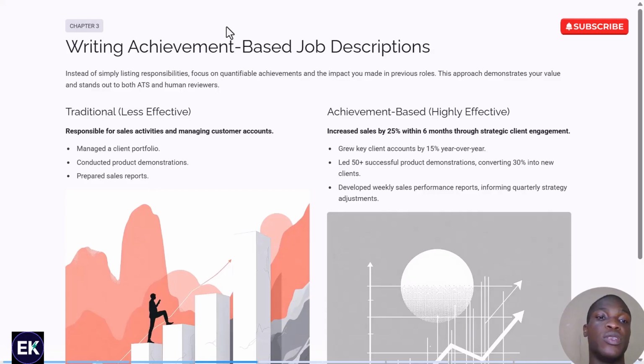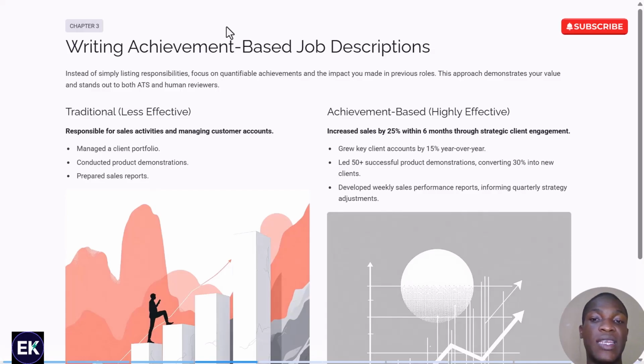If you see these two different illustrations, definitely you know that they are quite different. One says you are responsible for sales activities and managing customer accounts. But this one is telling you what that person achieved: an increase in sales by 25% within 6 months, through strategic client engagement. See another one: grew key client accounts by 15% year over year.